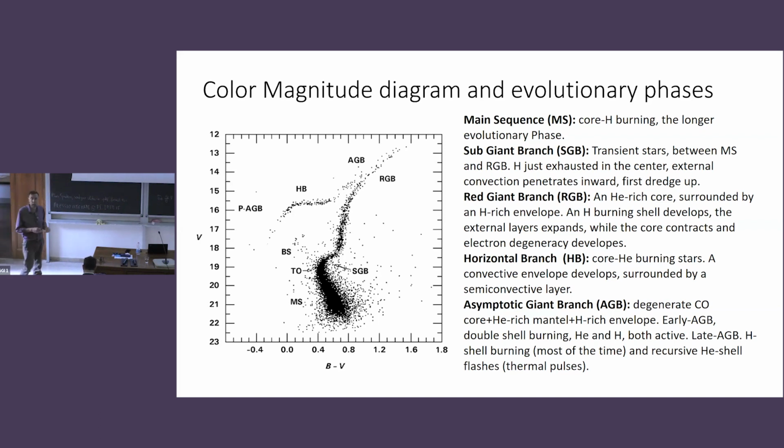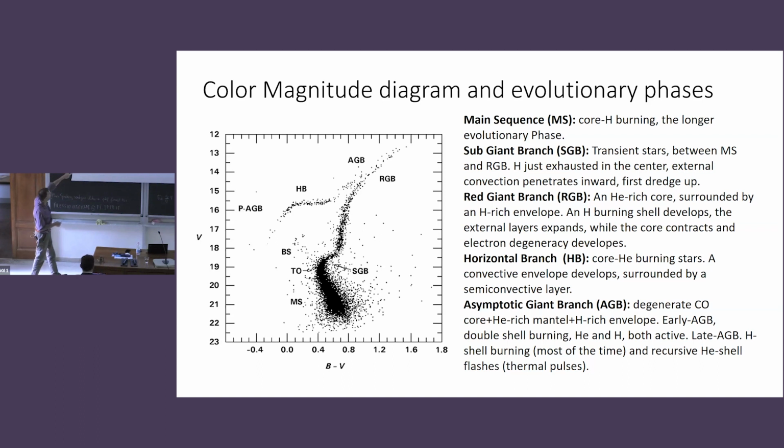The visible band, which is centered around 600 nanometers of wavelength. And so this represents the luminosity, essentially, the power. And in the horizontal axis, we have the color, the difference between the B magnitude and the V magnitude. The B magnitude represents the luminosity in the blue part of the electromagnetic spectrum, that is at short wavelength with respect to the V.